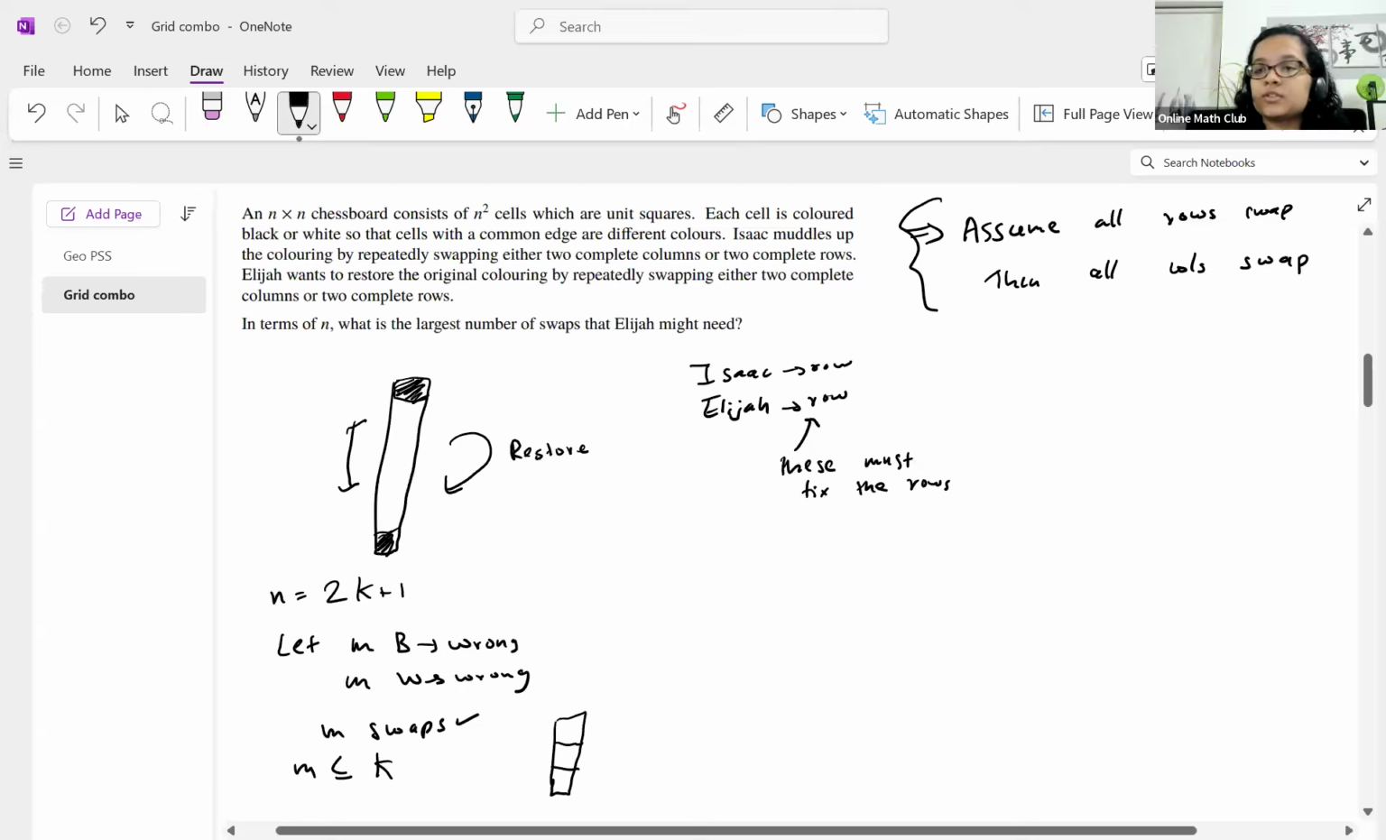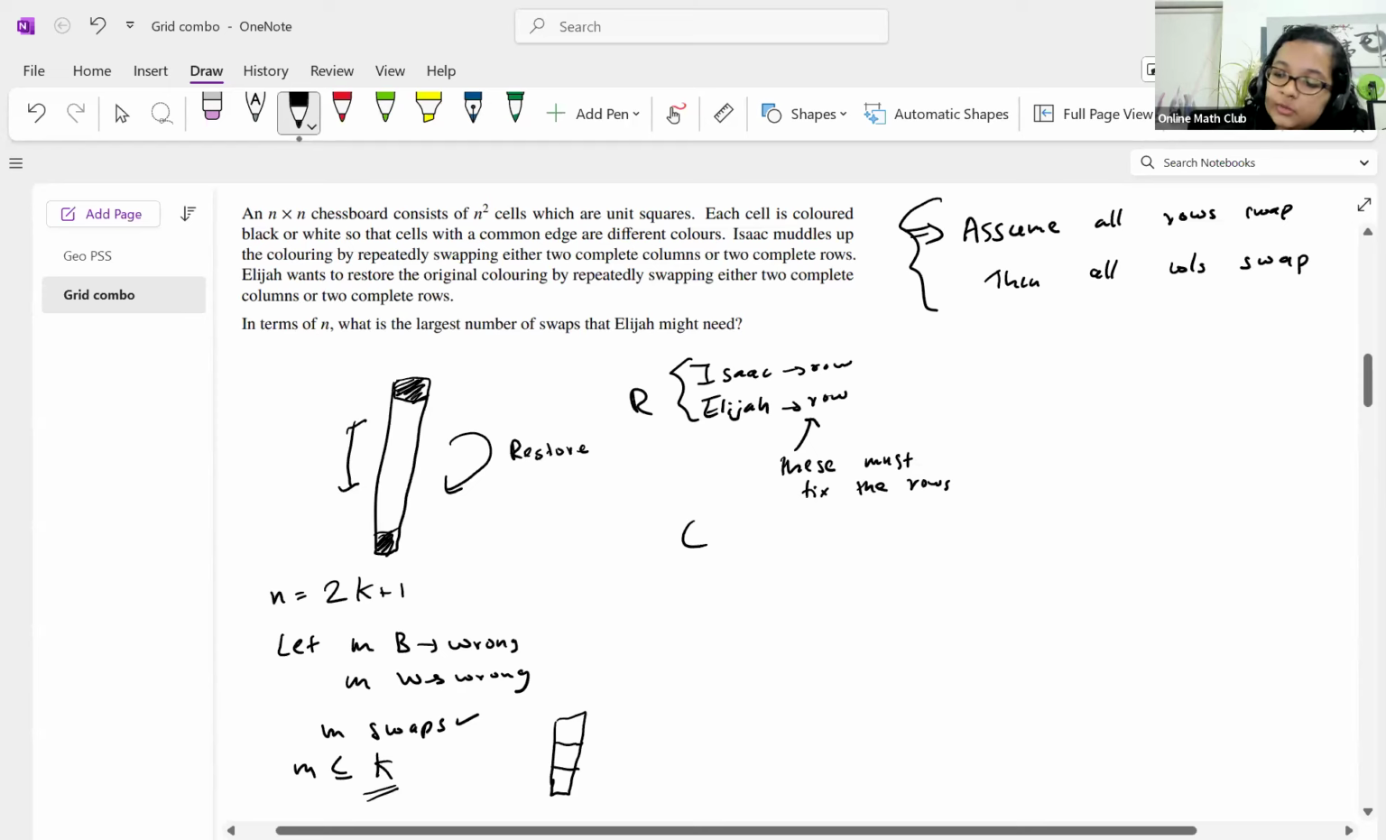Okay, so you're talking about the 3 by 3 whole grid. Yeah, this is just for the rows part. So after this, we'll have to do the same thing for the columns, so it's going to be double of this. Oh yes. So yeah, you need at most k to fix the rows. And so this is for the rows.